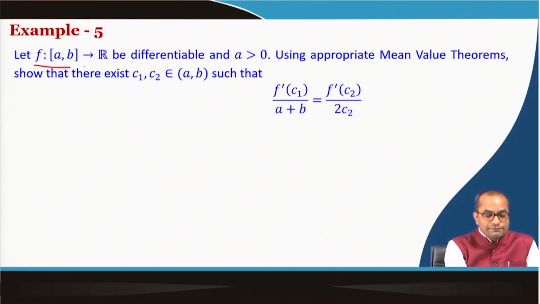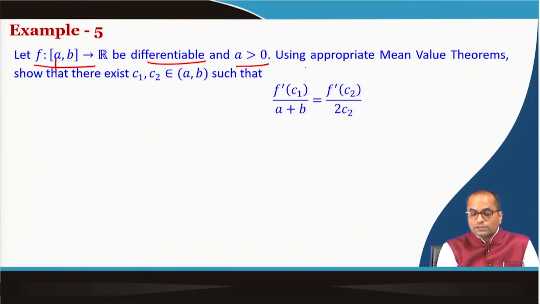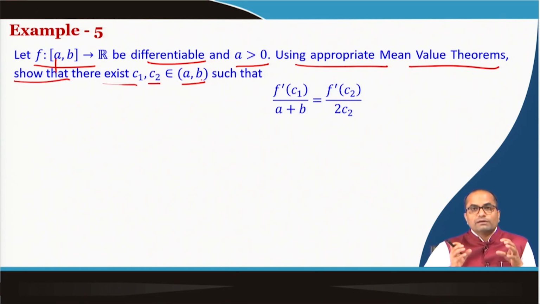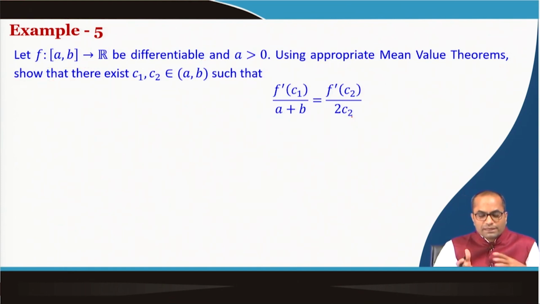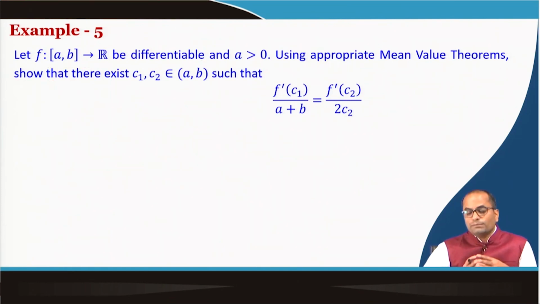Let this f be differentiable, and here the a we have taken positive. Using appropriate mean value theorems, show that there exist C1, C2 in the interval (a, b), such that f prime C1 over a plus b is equal to f prime C2 over 2 C2. So, this is also a direct application of the two mean value theorems we have studied, but we have to see how to use those mean value theorems so that we get this desired result.